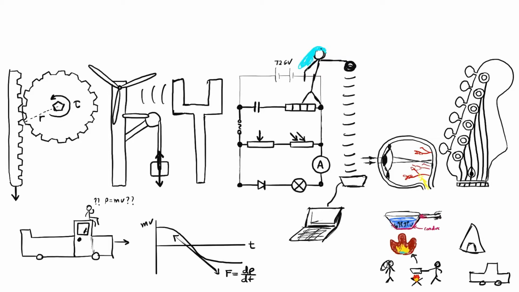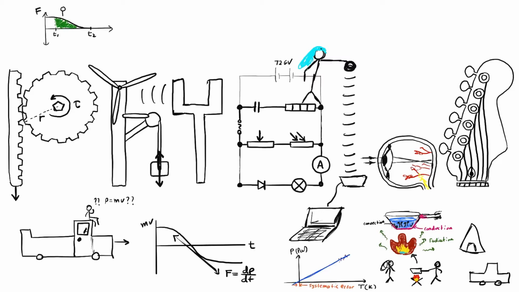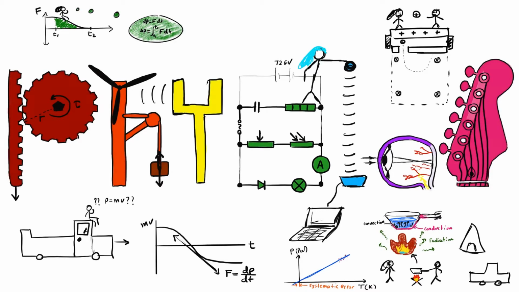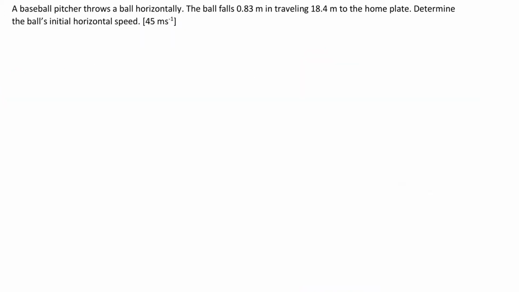In this video, we will be doing some practice questions and projectile motion questions that are launched horizontally. In this question, we get a baseball pitcher who throws a ball horizontally, and the ball falls 0.83 meters, traveling 18.4 to the home plate, and we want to determine the ball's initial horizontal speed.